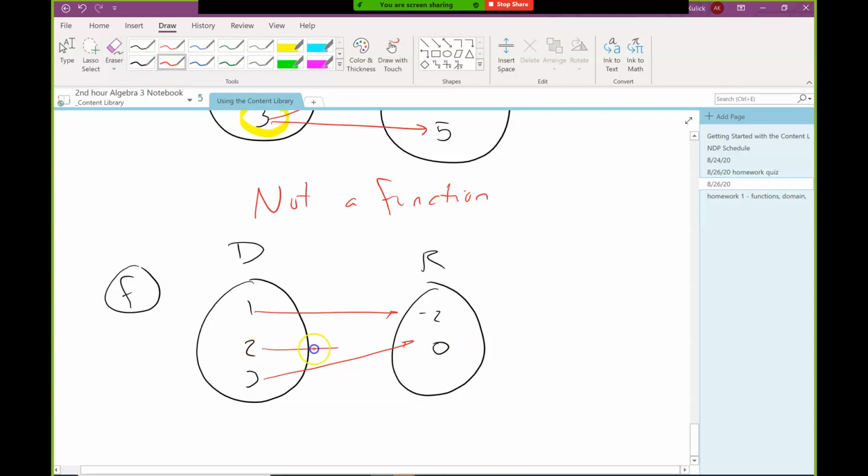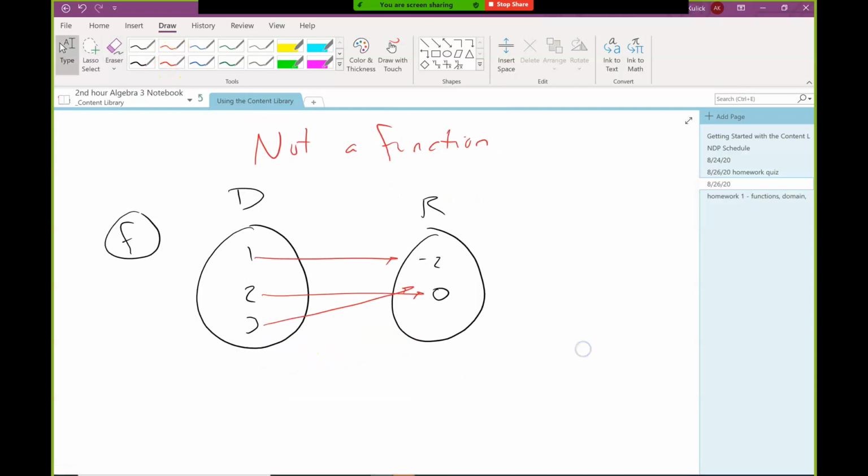Actually, let's do this. How about this one? Is this a function? Yes. So again, we're checking, are all the x's used? Yes. Are they all going to one place? Yes. Does it matter that 2 of them go to the same place? No. Again, the x is the only part we care about, not the y. So it's what's happening on the domain side, the x side, that we worry about, not what's happening on the range side.